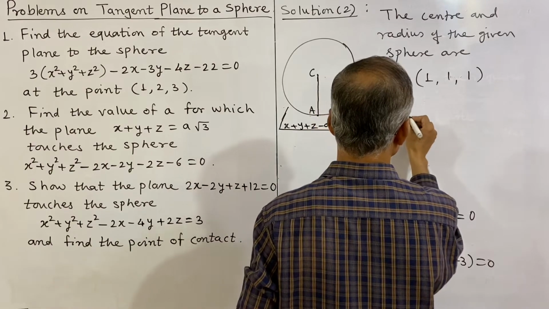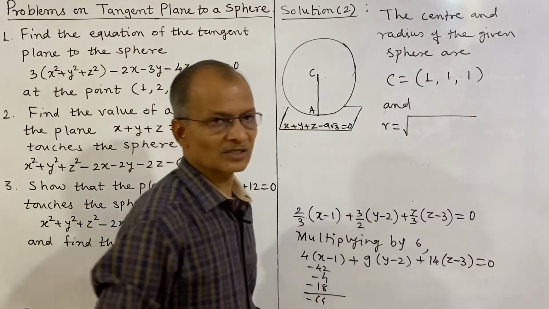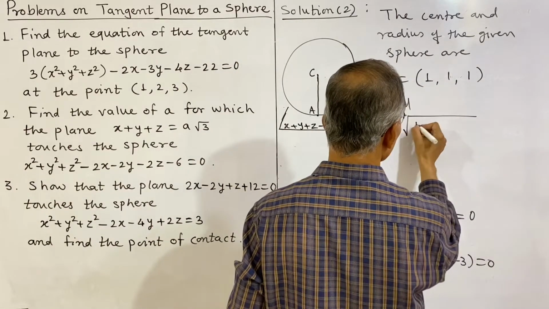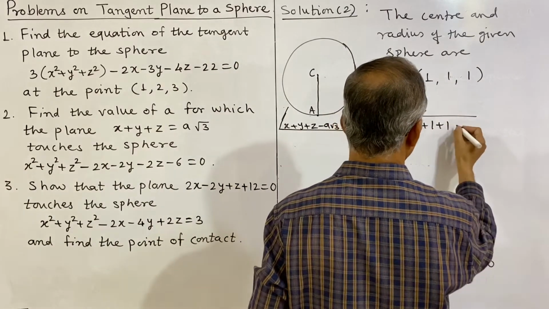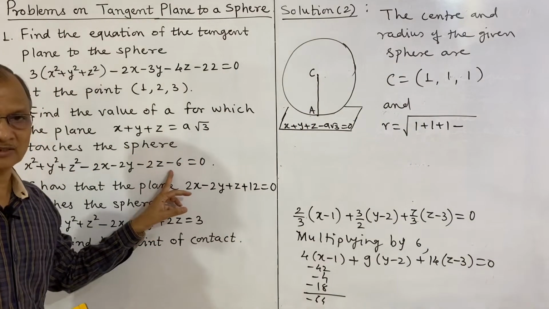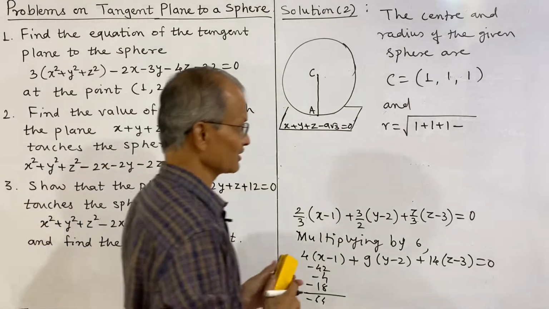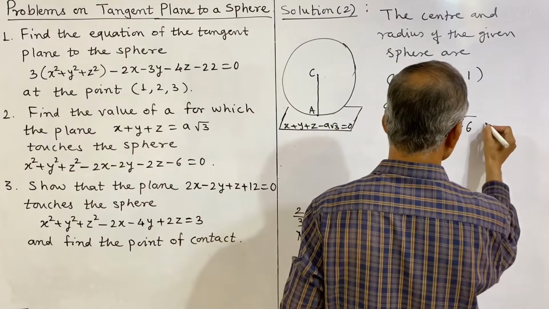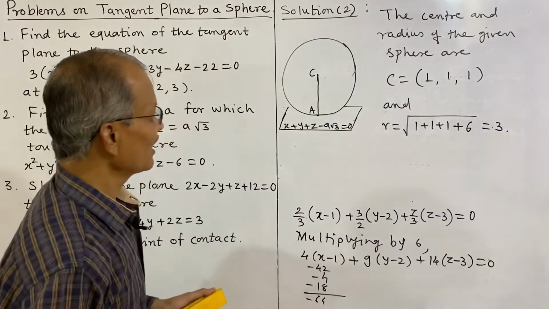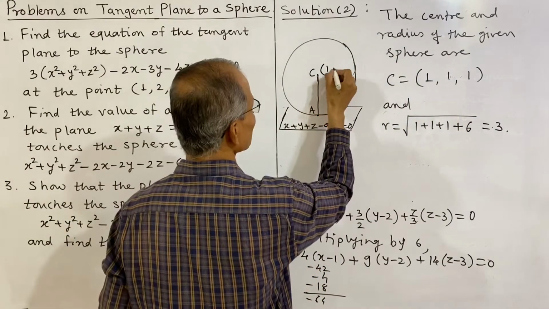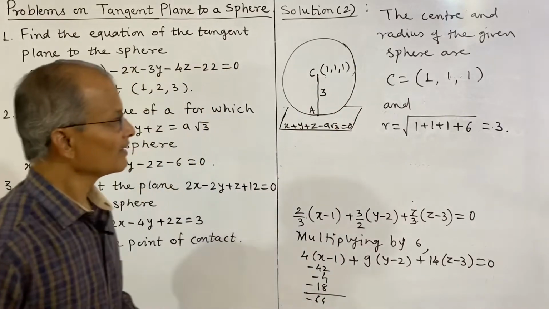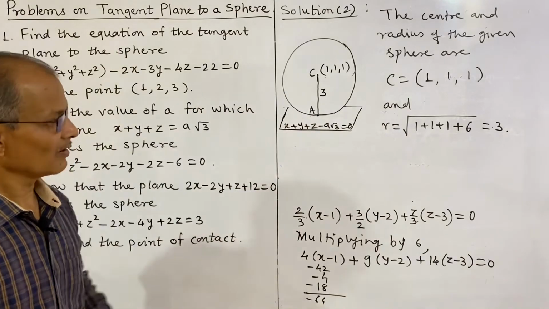r is equal to the square root of the sum of squares of the center's coordinates, that is, the squares of these. 1 square is 1, plus 1, plus 1, and next minus d. See, minus d, but d is minus 6. Minus of minus 6 means plus 6, and therefore this is root of 9, and that is 3. So the radius is 3, and thus we have obtained the center's coordinate as 1, 1, 1, and the radius is 3.